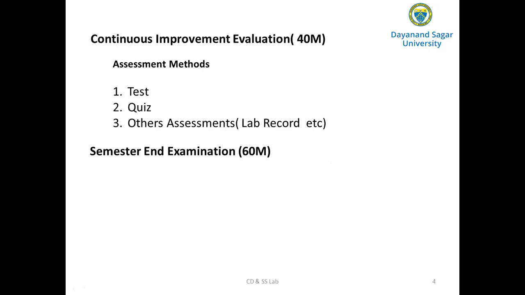So this is the assessment plan. Continuous internal evaluation is for 40 marks. Assessment methods are test, quiz, and other assessments you will get to know soon, lab record and other things. And the semester end examination is for 60 marks. So it is a 40, 60 scheme.